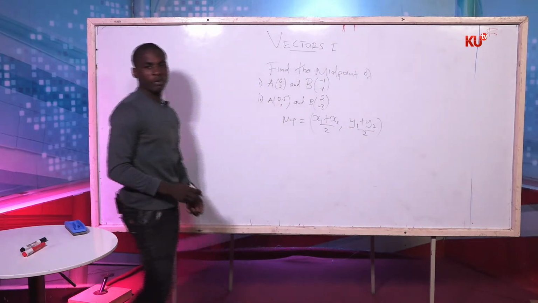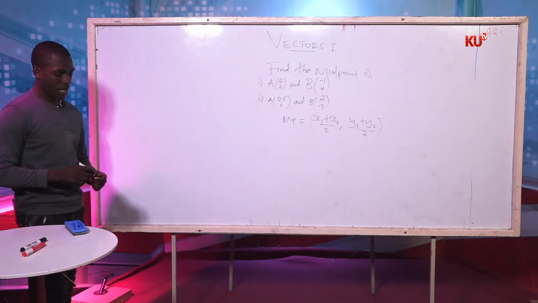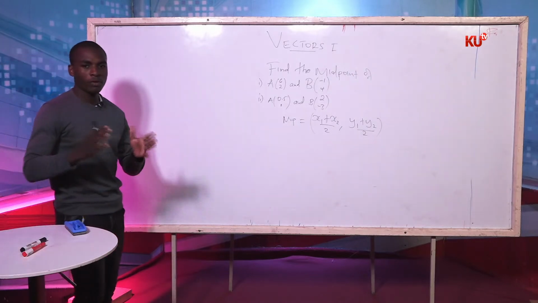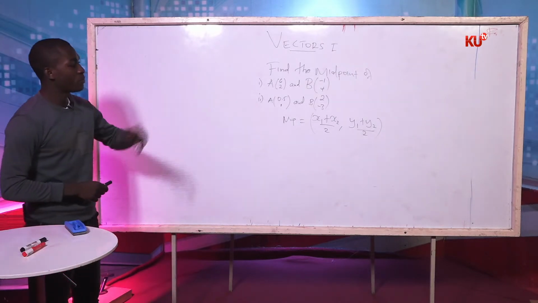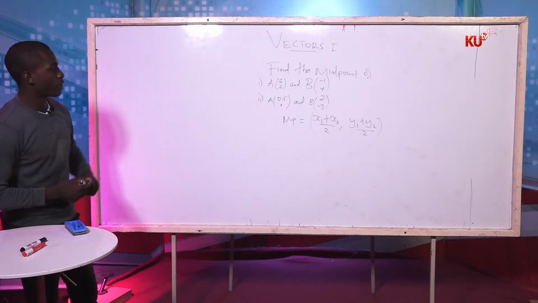The concept of midpoint is very useful, especially when dealing with the equation of a straight line under the perpendicular bisector. For you to find the point where the bisector is passing, you need to use the midpoint formula or the midpoint rule to find the coordinates of that point. So it's very important, don't forget it.